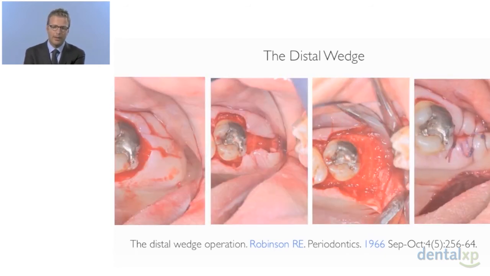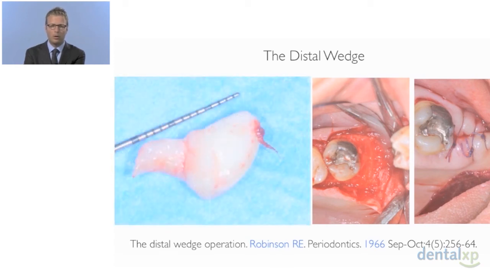The problem is that such an amount of tissue is not always present in all of our patients. But if I can, I normally go to the tuberosity first, and if I need more tissue, then I go to the palate.